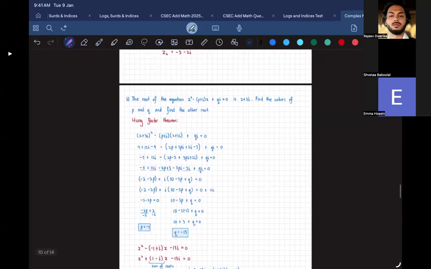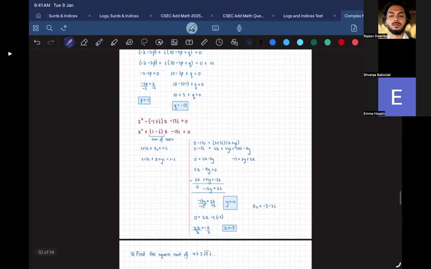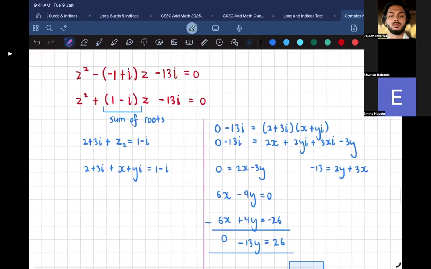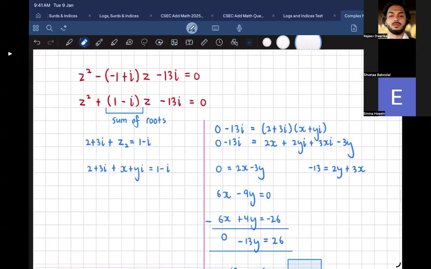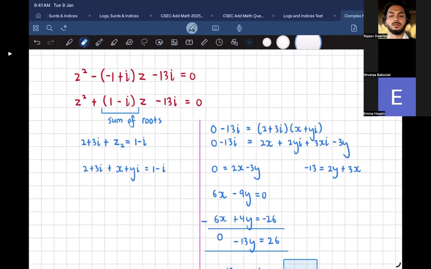Well, 2 plus 3i is the original root, yeah? As one root, and the other root is minus 3 minus 2i, right? So let me just check back this. The sum of the roots is supposed to give you 1 minus i, mathematically. So we have 2 plus 3i, that's the first root, plus the second root, which is in the form x plus yi, and that's supposed to be equal to 1 minus i.